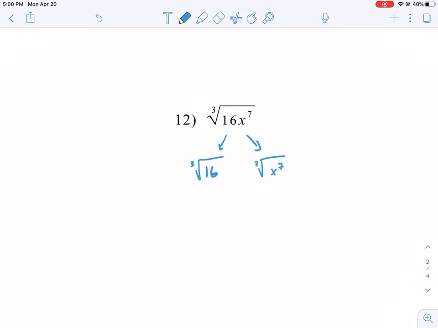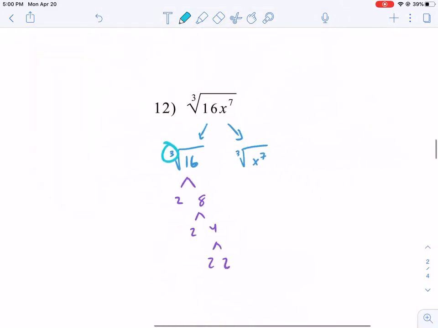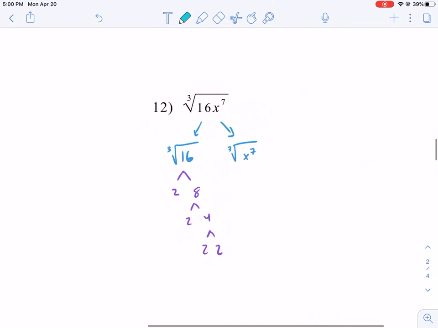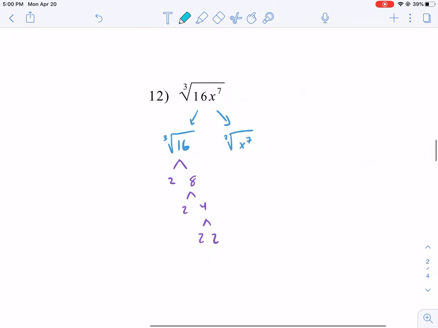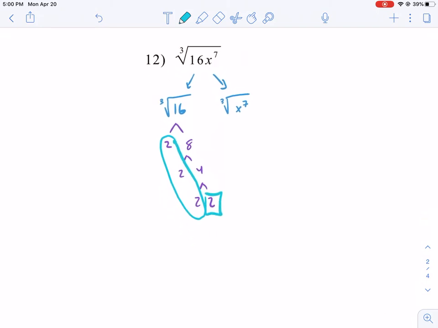Same thing. I'm going to factor 16: 2, 8, 2, 4, 2, 2. How many are we going to group? We're going to group 3 because that's what the index is. If it was an index of 5, the 5th root, we would look for groups of 5. So here's a group of 3. Guess what? We finally have somebody left home alone. So we're going to rewrite this. One 2 leaves the house, the cube root, the radical, and one 2 stays home. He stays in the radical.